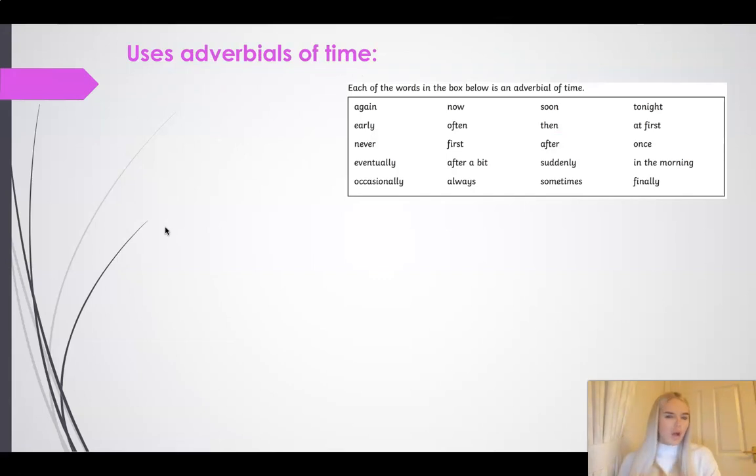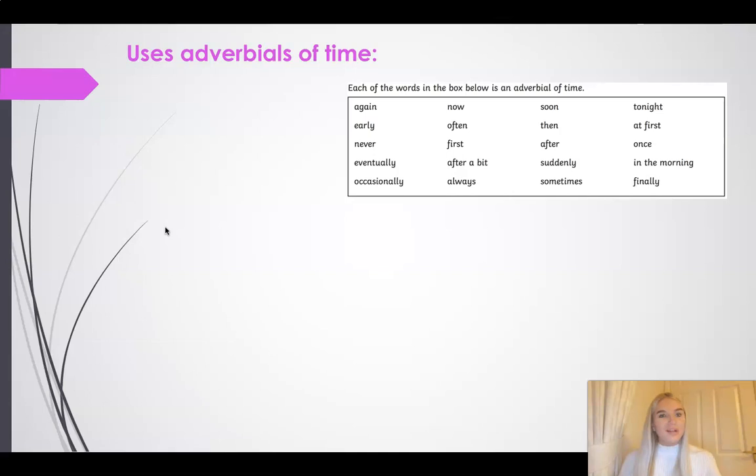And second to last feature now, using adverbials of time. So we've had lots and lots of practice on this, so you should be experts at this. We've got our box here full of the different adverbials of time. Now we want to think, how could we make a sentence? What could we be doing in the rainforest? Could we use the adverbial of time suddenly, eventually?